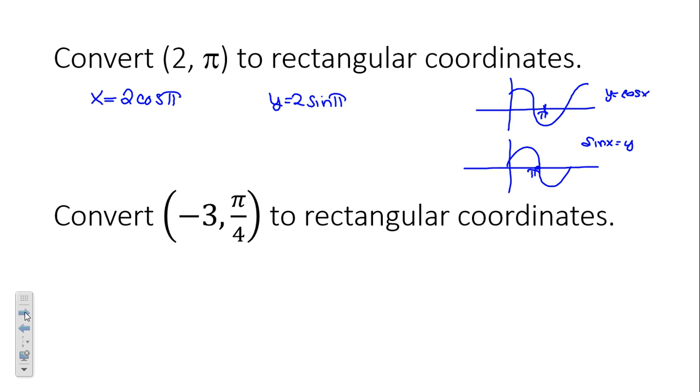So 2 cosine of pi is going to be 2 times -1, right? And we'll get a -2. 2 times the sine of pi will be 2 times 0, and we'll get 0. So we're going to have a -2, 0. Now let's do a quick sketch to verify that that works. If we're 2 and pi, that means that we're going a directed angle to pi, and then we're going 2 out. Is that the point -2, 0? Absolutely. So they should land in the same spot. Okay?